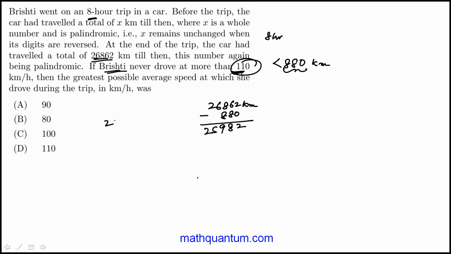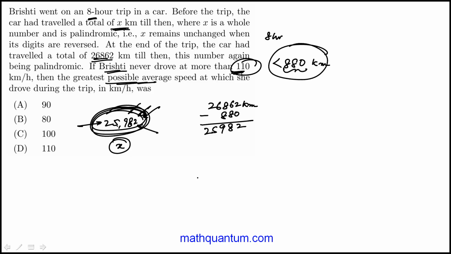So 25982 minus 880 has to be greater than this number, the total distance traveled up until that point, this x value. So what we need to do is, because we have to maximize the possible average speed, we want to make x a palindrome that is as large as possible and as close to, or I should say, to the right of this value, because it cannot be lower than that because we have this condition.